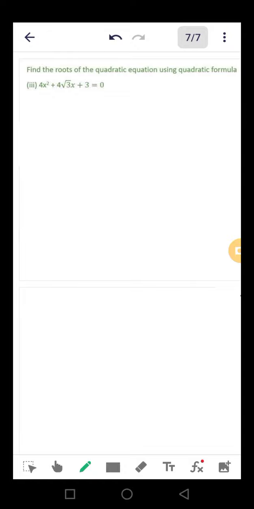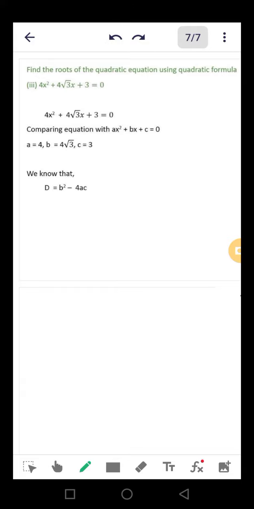The third bit of this question number 2, you can see the values are in the roots here. Again I'll compare this with ax square plus bx plus c, and the abc values we get as 4, 4 root 3 and 3. Okay, a is 4, b is 4 root 3 and c is 3. It's very simple. First compare the values, write the abc values, then put them in the formula, that is the discriminant.